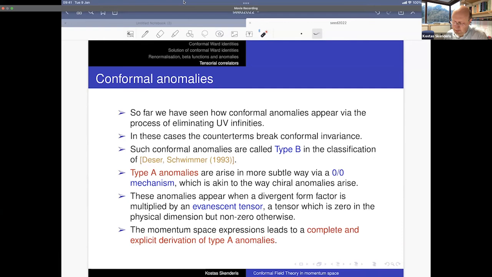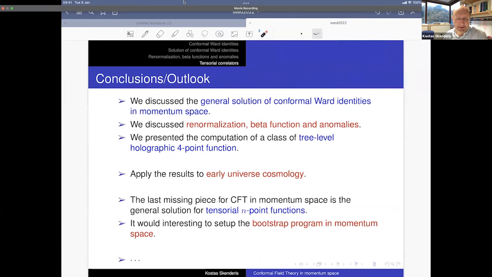Okay, so I think that takes us to the end. What I tried to summarize in this talk is how to find the general solution of conformal Ward identities in momentum space. And I tried to give you some sense of what renormalization, beta functions and anomalies are. Probably I went a little bit too fast, and especially the last part, I was aiming to present also a class of tree-level holographic four-point functions.